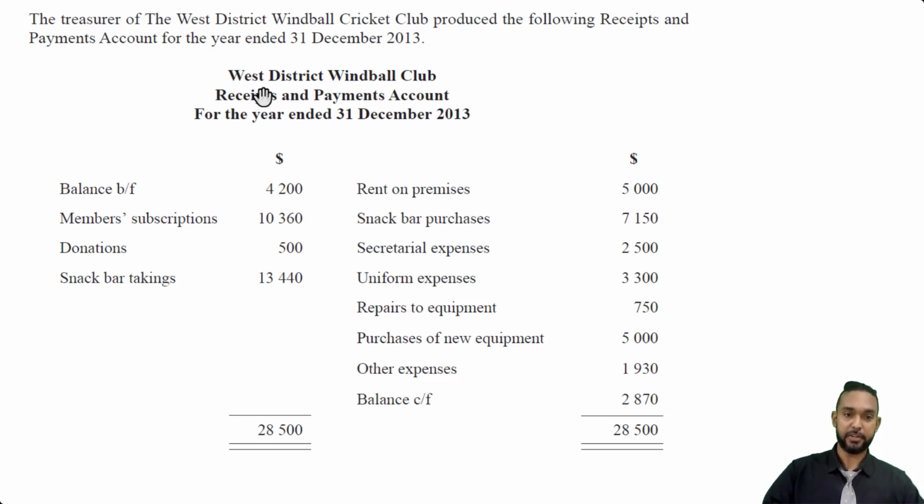So this is what it looks like. You have the heading of the name of the entity, receipts and payments account, and the period to which it applies. You have a debit side. So again, this is basically a cash book with a single column. The debit side is the receipt side, money coming in. The credit side is the payment side, money going out.